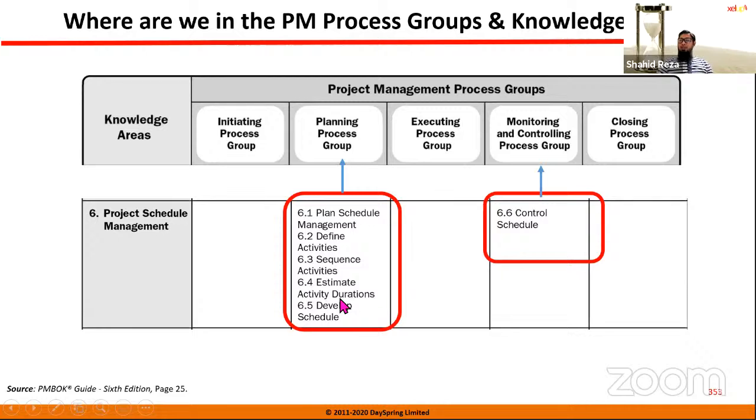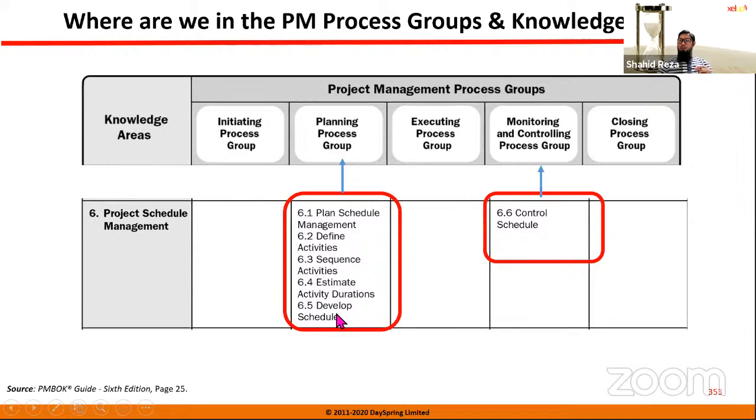Then estimate activity durations, that I have already explained. For every activity, we need to find out the duration. The main target of this chapter is what? Finding out the duration of all the activities, and finding out the duration of the whole project and the start date and finish date of the project. So the project definition consists of what? There will be a definite start and finish date. So that we get from this knowledge area. So we'll get durations for each activity.